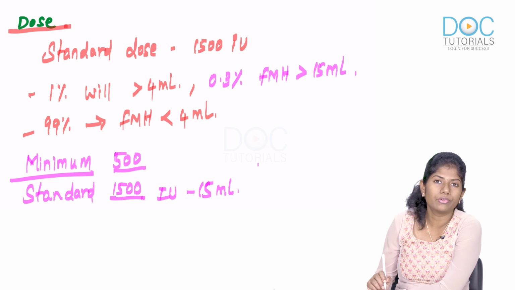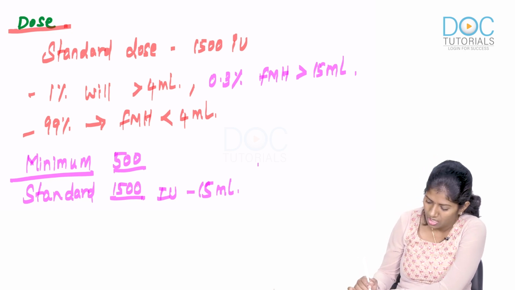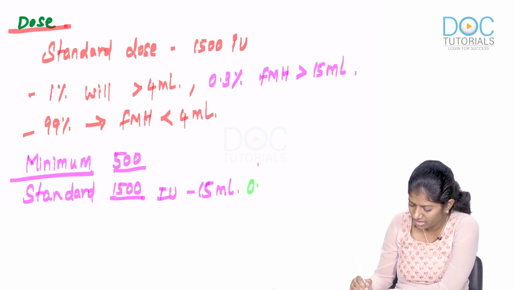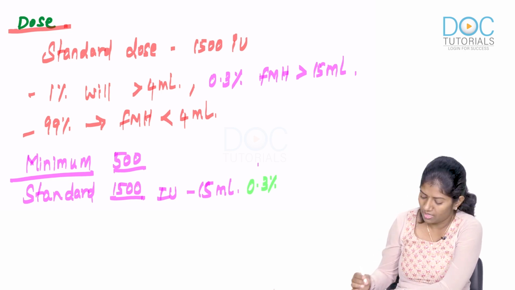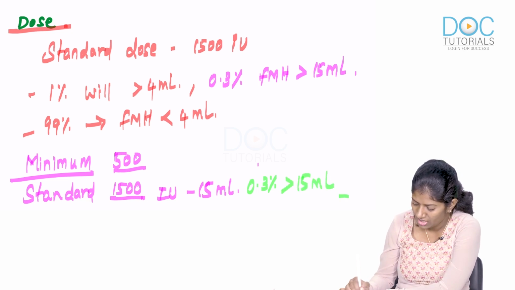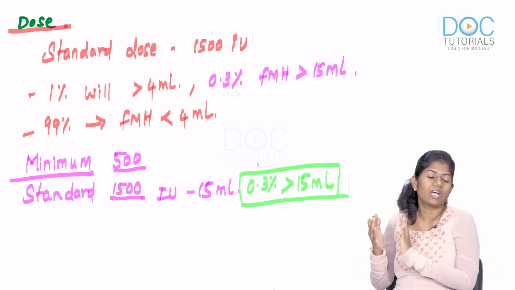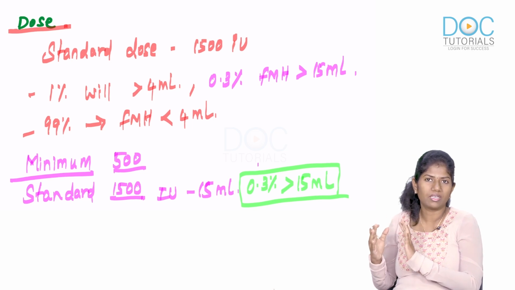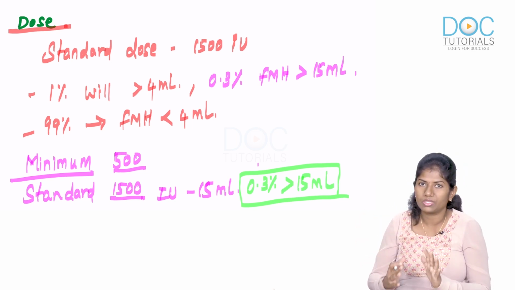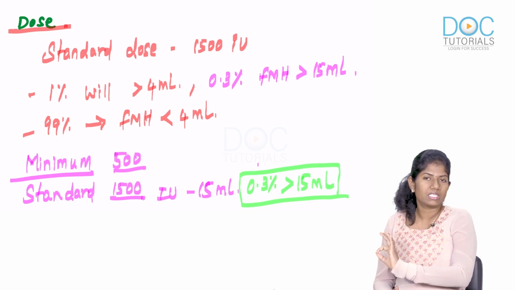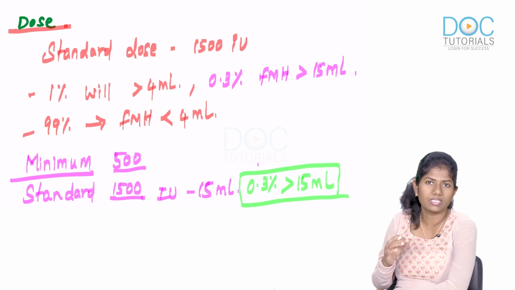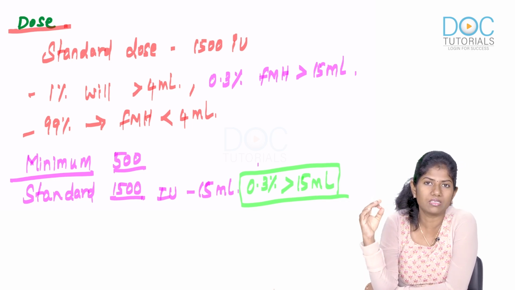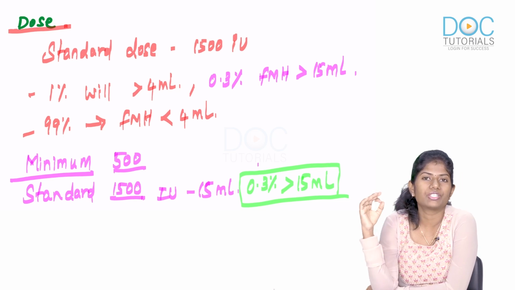But this will cover only 99.7%, because 0.3% of RH negative mothers will have a fetomaternal hemorrhage of more than 15 ml. So the question is simple. What percentage of RH negative pregnancies are not covered by the standard dose of 1500 international units? 0.3% of RH negative pregnancies are not covered by the standard dose of 1500 international units.